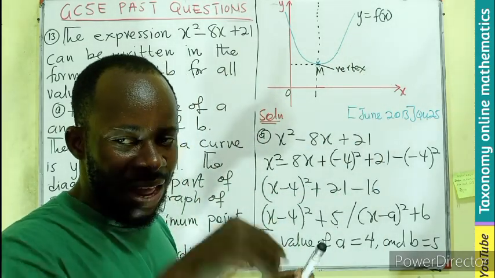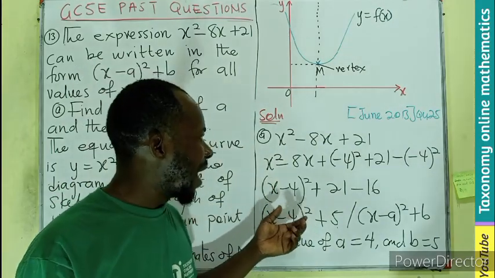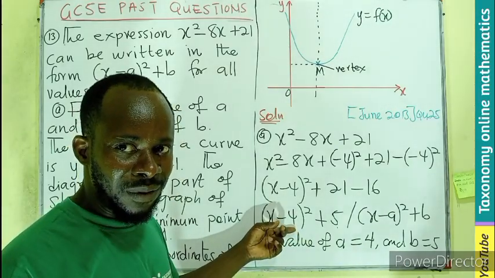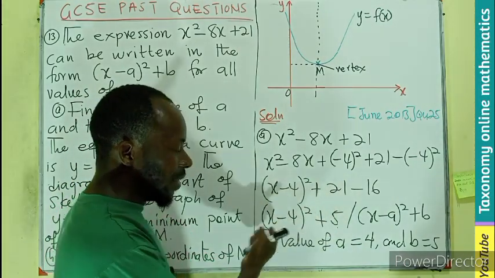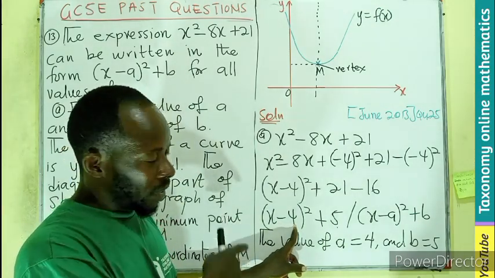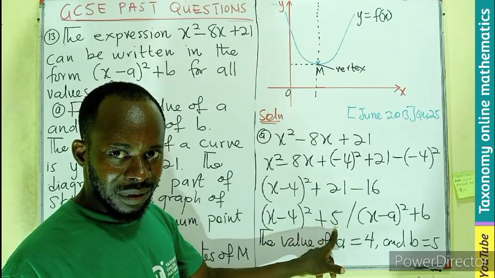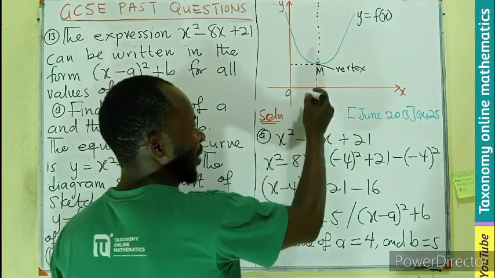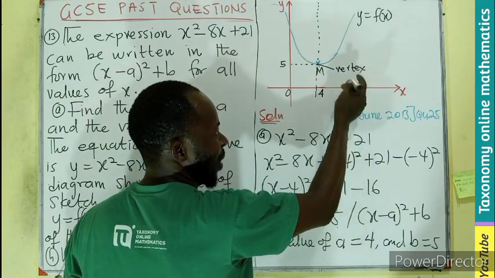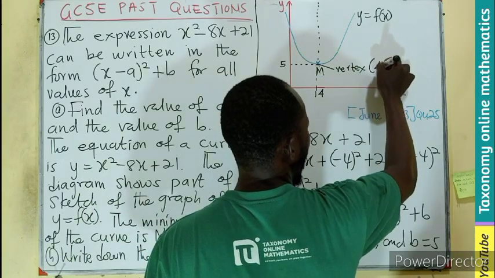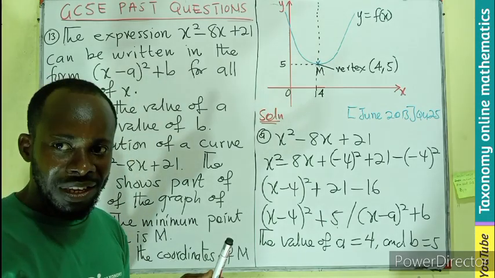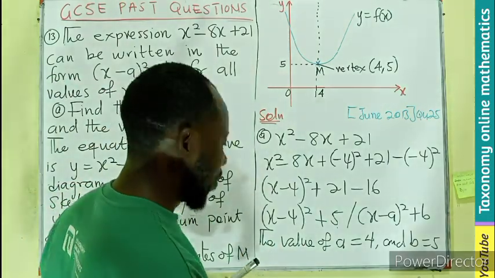There are various ways of finding the vertex. We can find the vertex by expressing this as an equation by completing the square. If you write it this way, the x value is going to be 4. Then the y value is going to be this. So the point here will be 4, the point here will be 5. So the point that we are looking for as the vertex will be 4 and 5. Just like that.